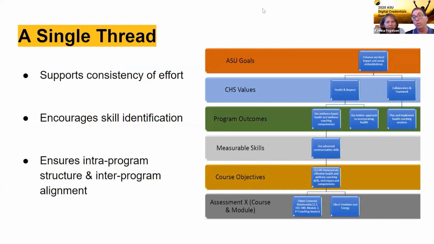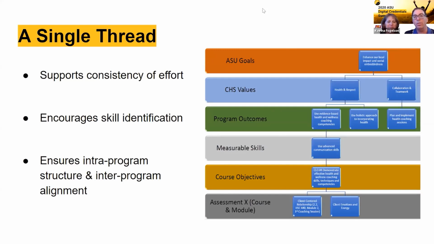If we can show a consistent thread unbroken from one point to the next, we know that we're in alignment all the way down to the individual courses, individual assessments within it. And what does this do for us? Well, it supports our overall consistency of effort across the programs, what I like to call no program left behind. Every program has a place within the college, every course has a place within the program, every assessment within the course.